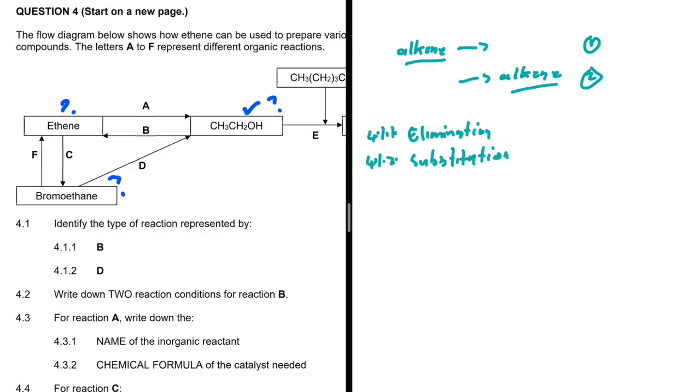Does it start with an alkene? Does it end with an alkene? If that's not the case, then it is a substitution reaction. So there we go. That is 4.1. Let's take a look at 4.2.